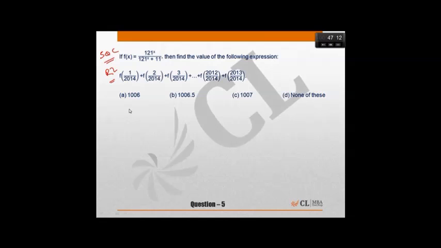Question number 5. Find the value of the following expressions. Let me look at this f(1/2). Now, typically I will take a value of x and see if I can find some values out here. What is the minimum possible? This is almost 0 and this is almost 1. So if x is equal to 1, f of x will become 121 upon 132, 11 square upon 11 into 12. So this is 11 into 12.